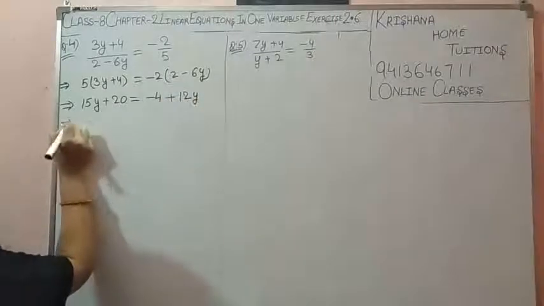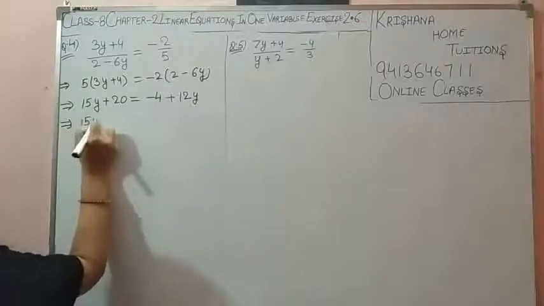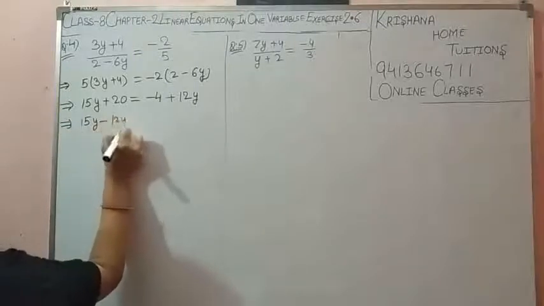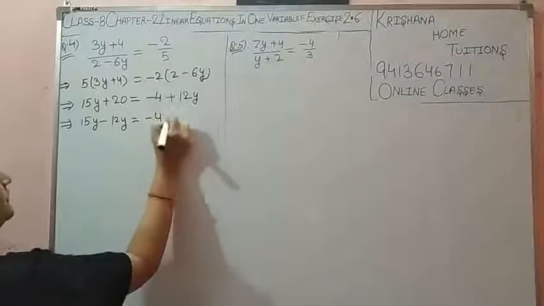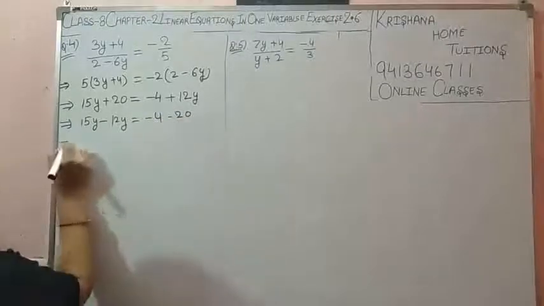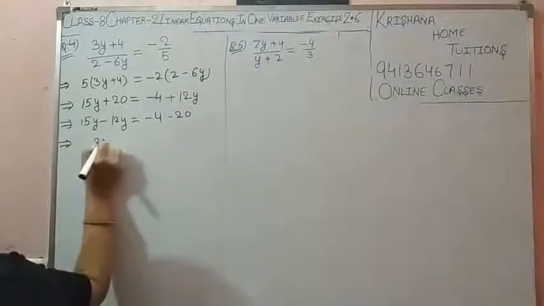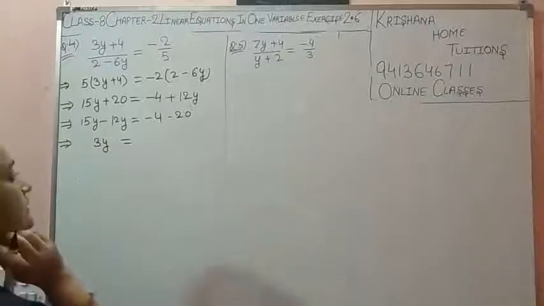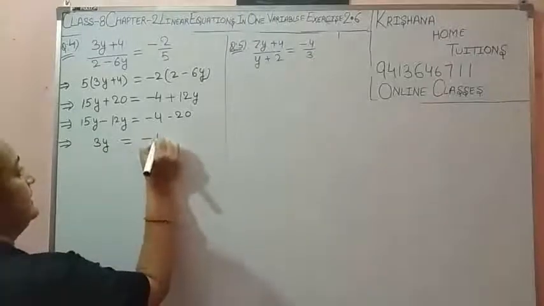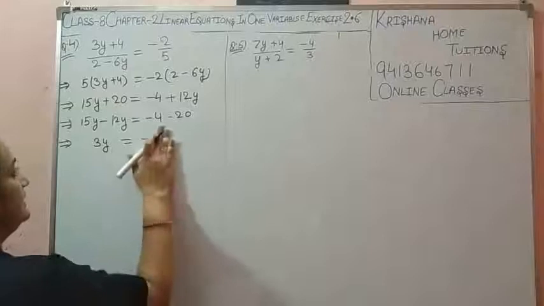Now I am transferring the term. 15y minus 12y is equal to minus 4 minus 20. So it is equal to 3y is equal to 16 minus 24.